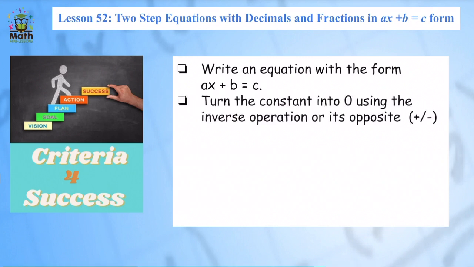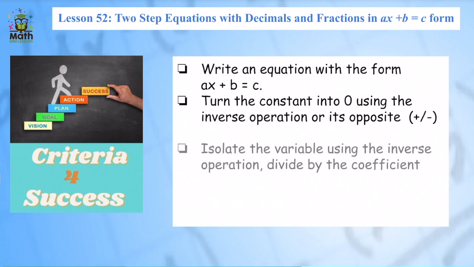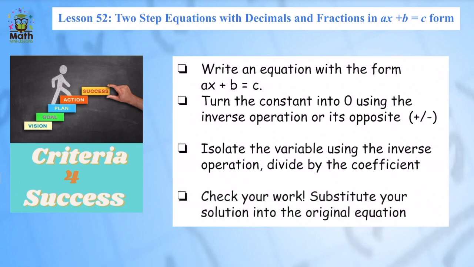Watch to see how we turn that constant, that b, into 0 using 0 pairs and inverse operations. And look to see how we isolate that variable, how we separate that a from that x. In most cases, it will be division and dividing by that coefficient a. And then check to see how we're consistently checking over our work using substitution, taking whatever solution we get, going back to the beginning and checking to see if it does make a true equation.